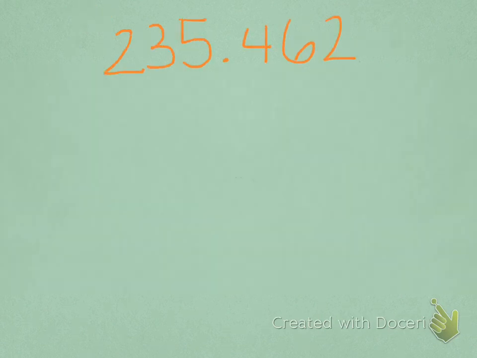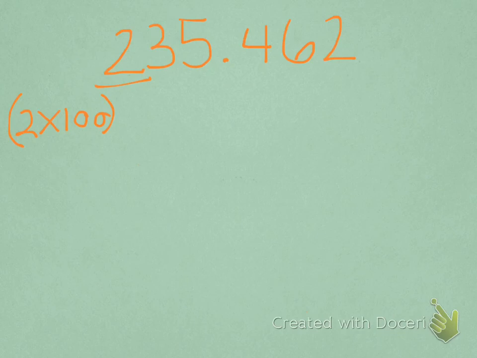Let's say your teacher gave you this number, 235 and 462 thousandths. The first thing that we want to keep in mind when we do this problem is we want to work from left to right. The first number on the far left is the 2, and the 2 stands for 200. For me to write that out in expanded form, I'm going to write 2 times 100, which again gives us the answer of 200.